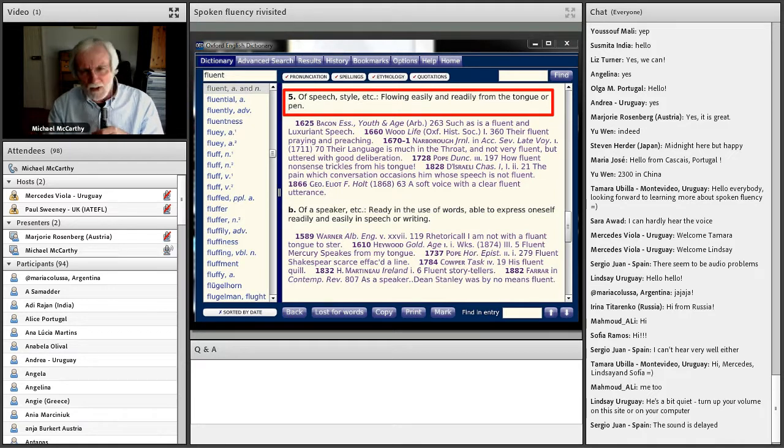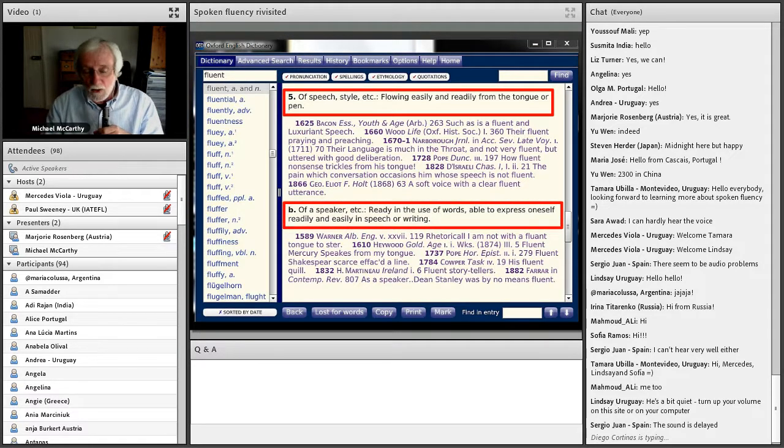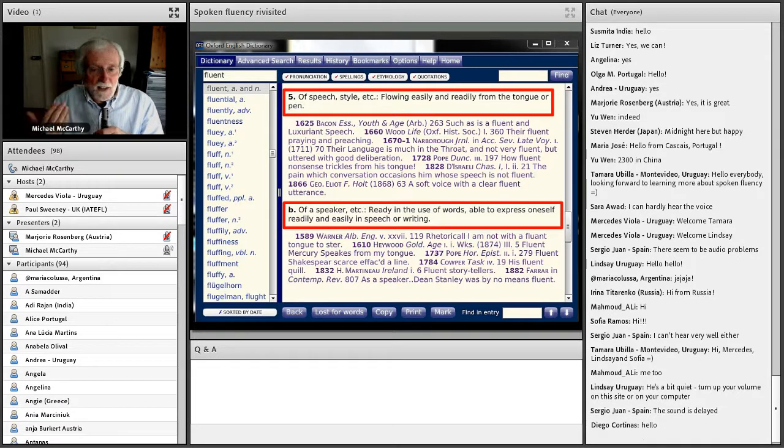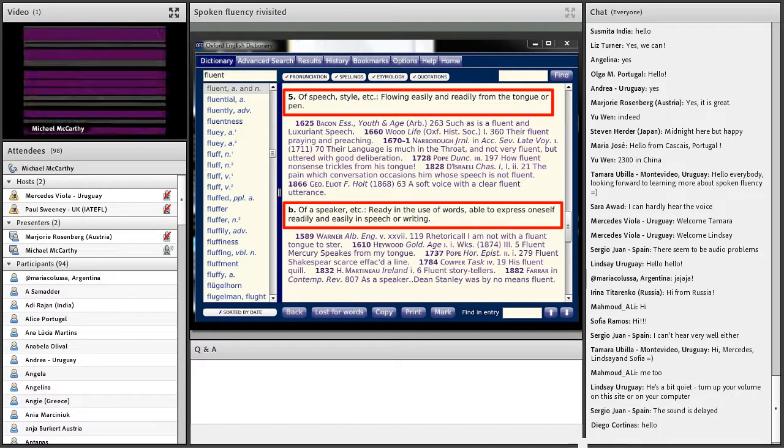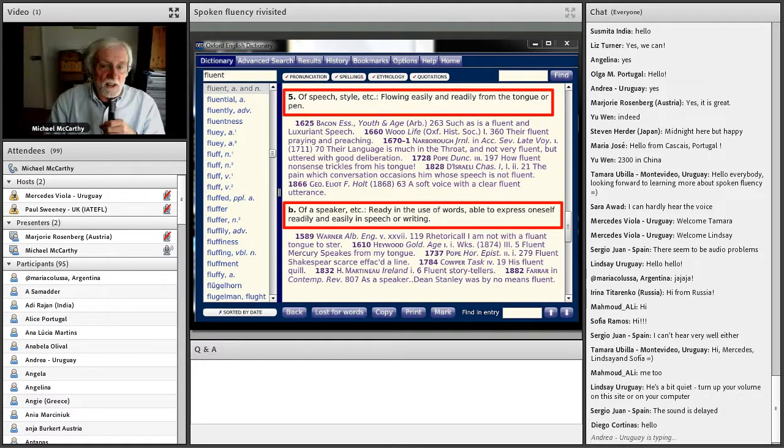So it's this notion of flowing, and the word fluent comes from the Latin fluire, meaning to flow, like a river, like water. The dictionary also notes that a person can be referred to as being fluent. So if you say, James is fluent in Chinese, it means ready in the use of words, able to express oneself readily and easily in speech or writing.